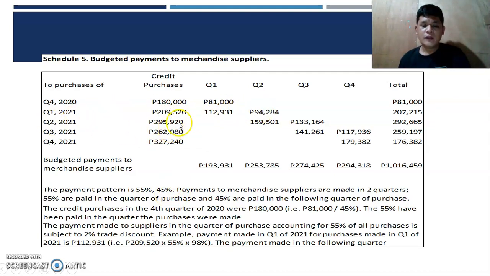Next, for the quarter 2, so 295,920 times 55%, so kaya naging 159,501. So, the next, the 45% of quarter 2, so sa quarter 3 na siya babayaran. Naintindihan? So, kaya 295,920 multiplied by 45%, kaya na-compute itong 133,164. And so on for the quarter 3 and quarter 4. The same pattern pa rin for 55 and 45%.